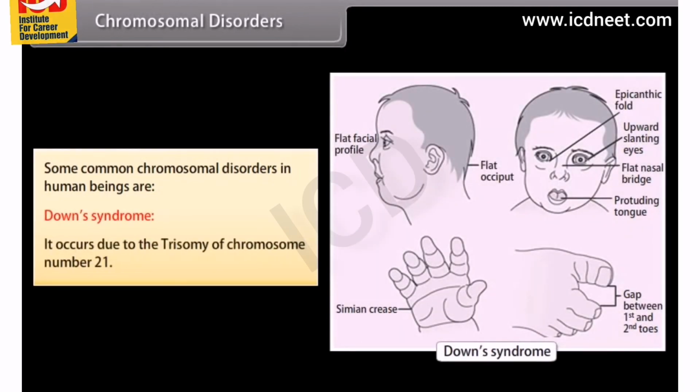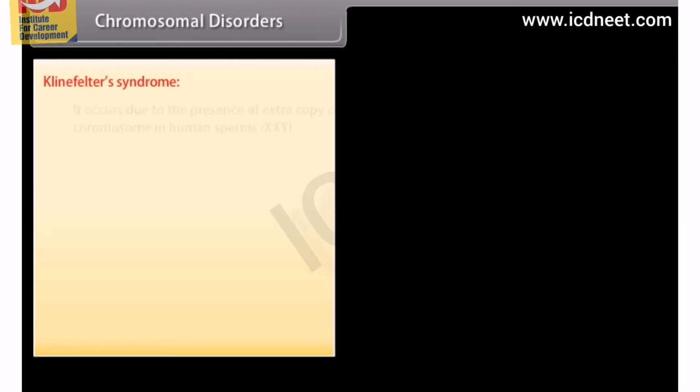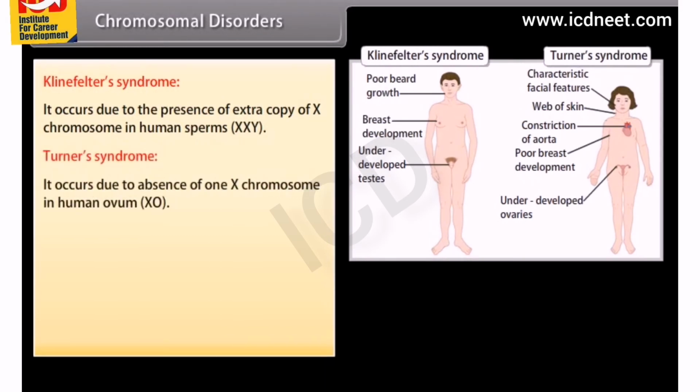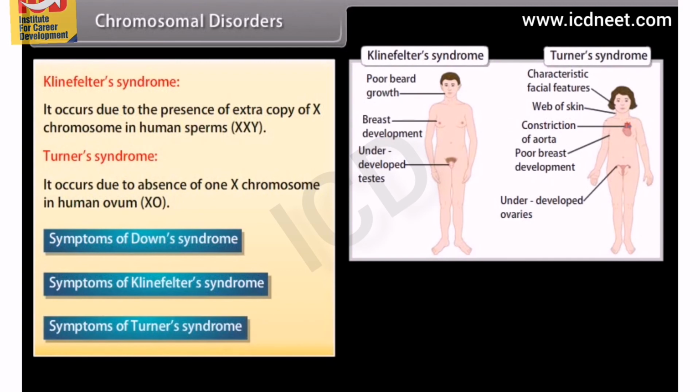Chromosomal disorders. Some common chromosomal disorders in human beings are Down's syndrome. It occurs due to the trisomy of chromosome number 21. Klinefelter's syndrome. It occurs due to the presence of an extra copy of the X chromosome in human sperm, XXY. Turner's syndrome. It occurs due to the absence of an X chromosome in the human ovum, XO.